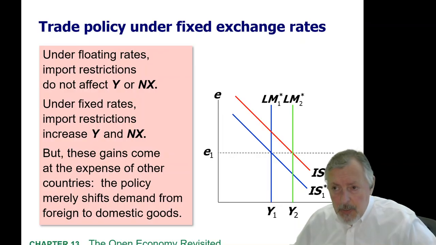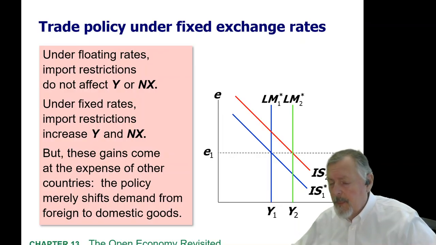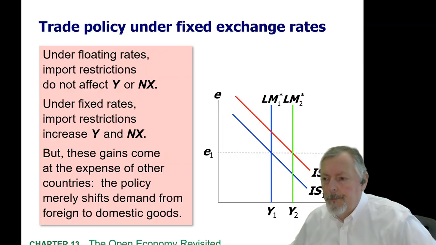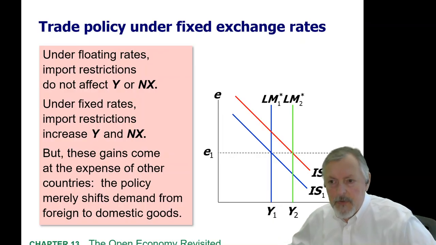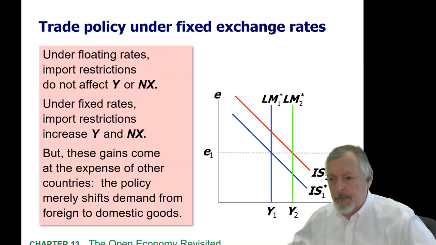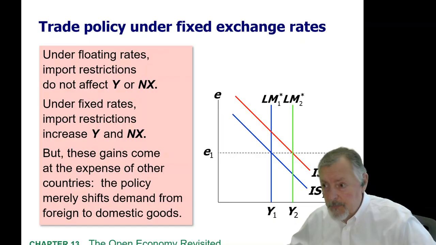Trade policy under a fixed exchange rate system. Now, if you have a floating exchange rate, blocking imports does not make your economy grow. It just reduces exports by the same amount. That's not true with a fixed exchange rate. If imports are blocked, domestic demand shifts from imports to domestically produced goods, and the economy grows from Y1 to Y2.